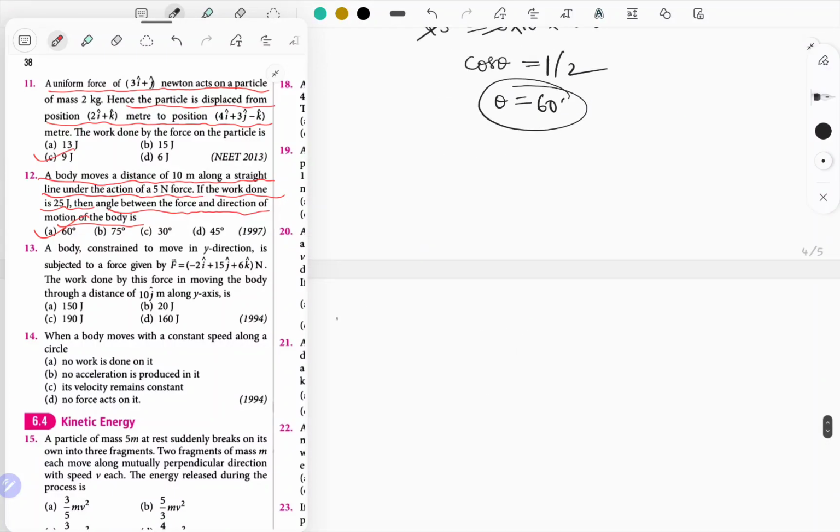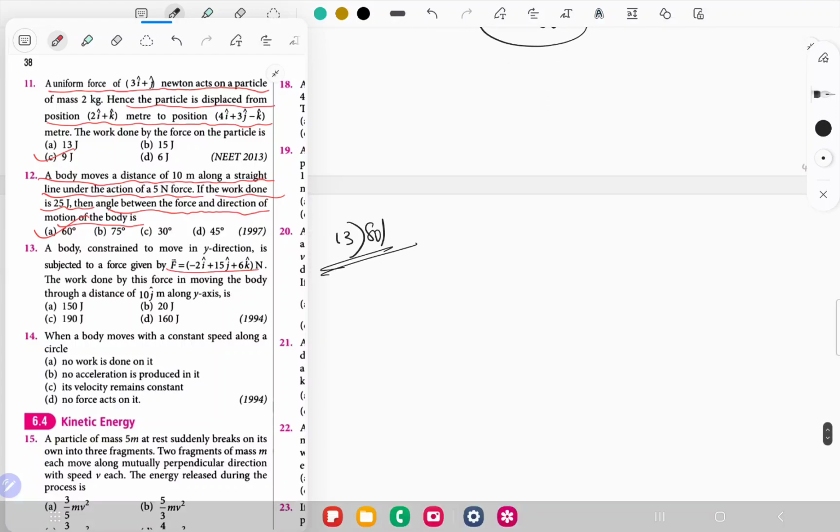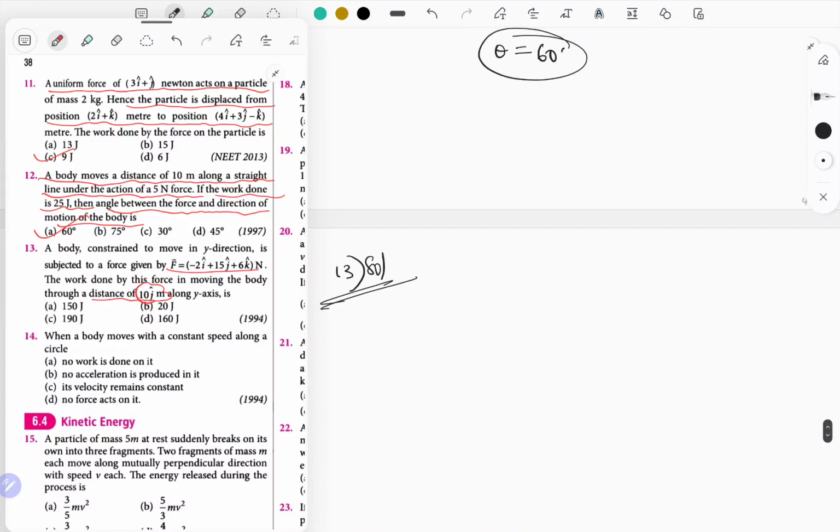Observe the next question, question number 13. It's a very simple question. They gave a force and the object is displaced by 10 j cap, and they're asking work done. Okay, so F bar is equal to minus 2 i cap plus 15 j cap plus 6 k cap, and displacement is equal to 10 j cap. This 10 j cap I am going to replace like this: 0 i cap plus 10 j cap plus 0 k cap. I need work done.